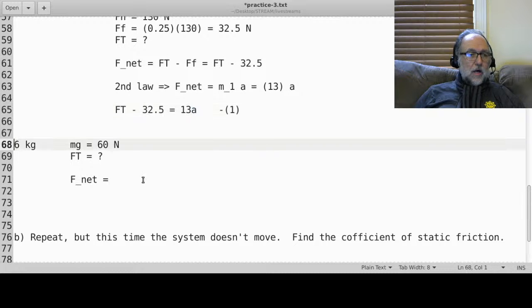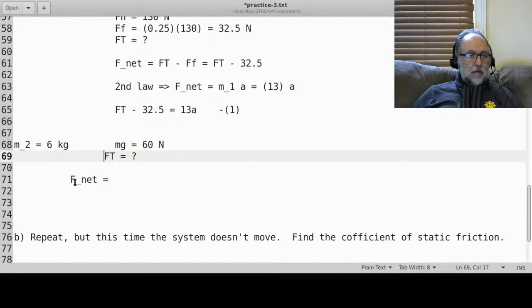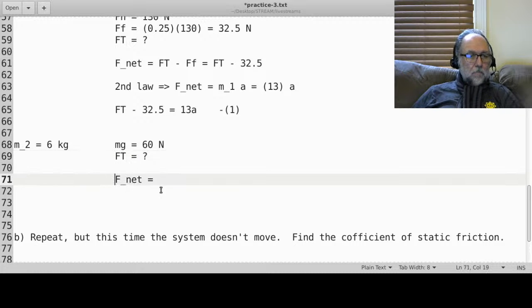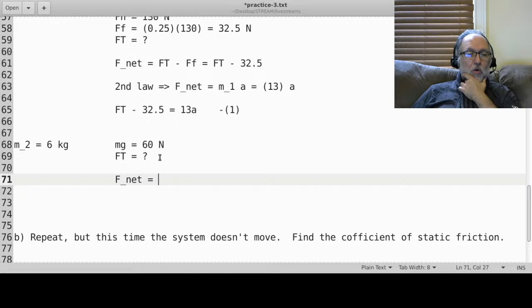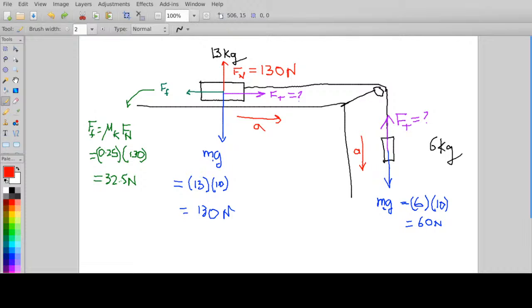All right. So this one, let's call this M2 like this. M underscore 2 is equal to 6 kilograms. All right. And now we say, what's F net here? So there's only two forces. Let's go back to the diagram and take a look. There are two forces. All right. And there's FT here like this, and FT is competing with M2G.